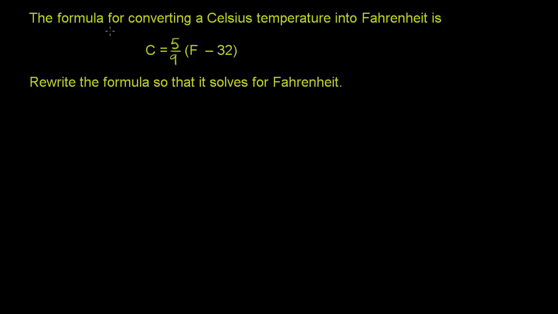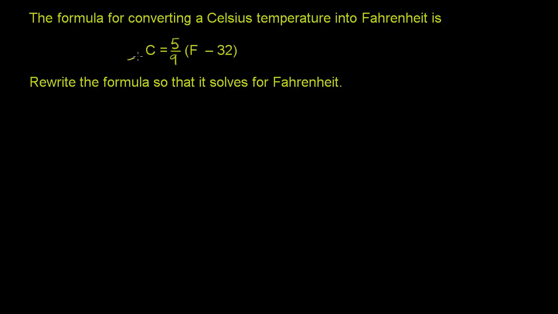We're told that the formula for converting a Celsius temperature into Fahrenheit is: the Celsius temperature, or C, is equal to 5/9 times the Fahrenheit temperature minus 32. Rewrite the formula so it solves for Fahrenheit.